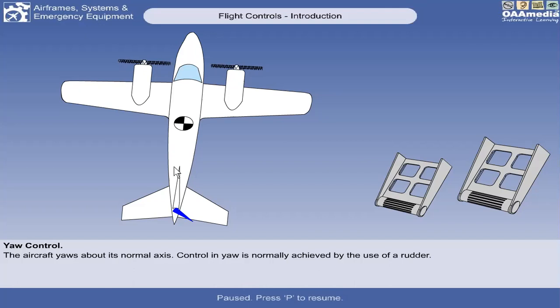So that's how the movement of the rudder is being controlled in the cockpit. When you push the left rudder pedal, the aircraft will yaw to the left. When you push the right rudder pedal, it will yaw to the right. But if you push the two rudder pedals simultaneously, that is where aircraft braking is operated.